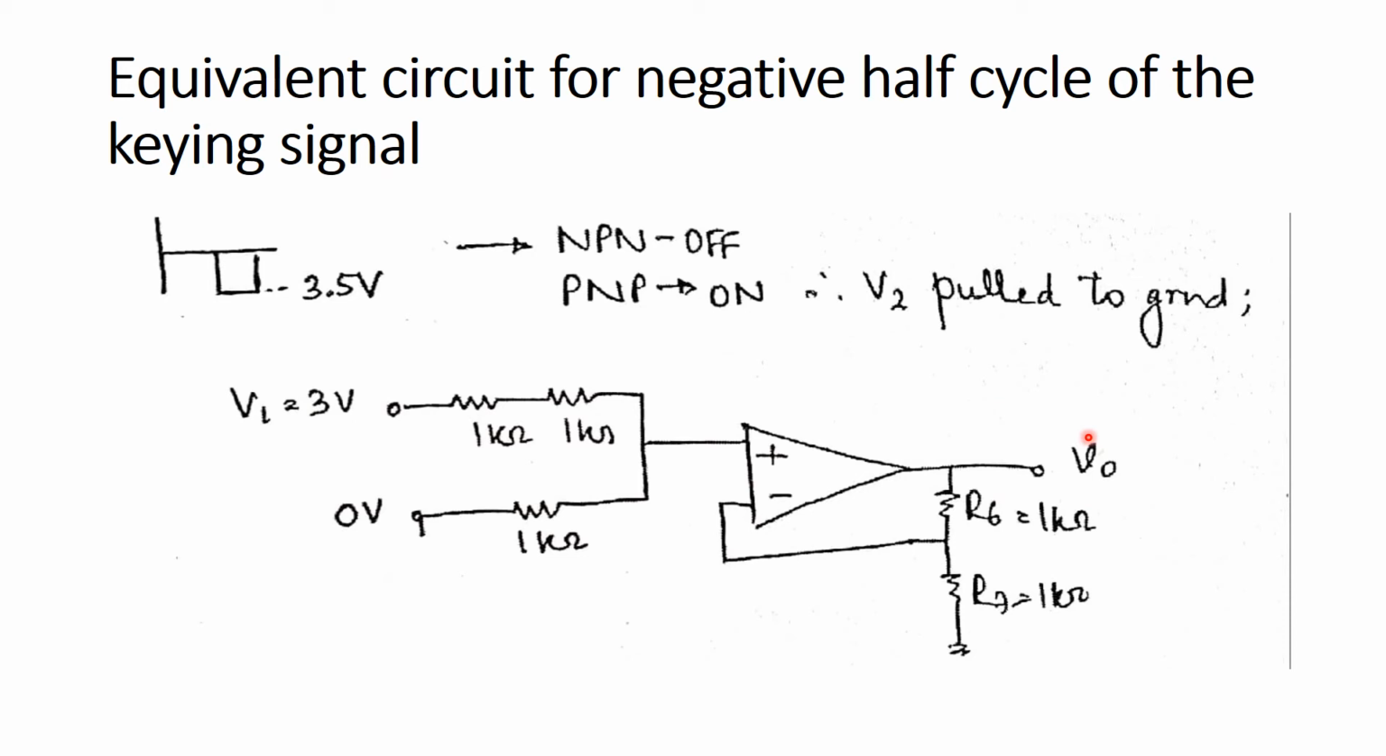Then we can obtain the output voltage by using the formula for the output voltage of a non-inverting amplifier. Again, V0 is equal to gain into Vin. Vin will be the voltage at the non-inverting terminal. R6 is the feedback resistance, R7 will act as the input resistance. So the output voltage expression will be V0 is equal to 1 plus R6 by R7 into the voltage at pin number 3.